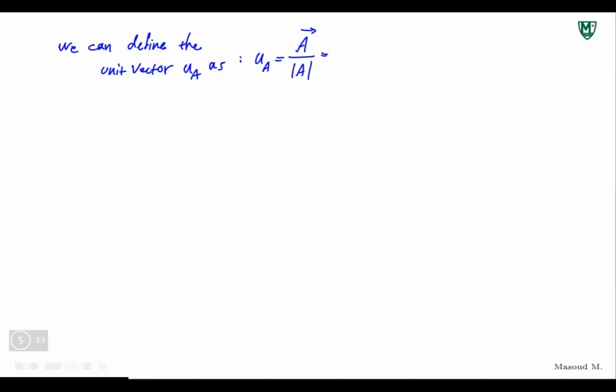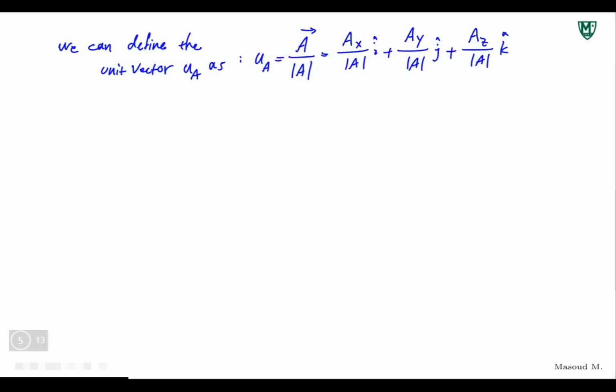You can expand this and write it in terms of the different components of the vector A: AX over A i plus AY over A j plus AZ over A k. So that's the unit vector of A, well, the unit vector for vector A, that's it. Obviously the magnitude of this is 1, that's the definition of a unit vector.